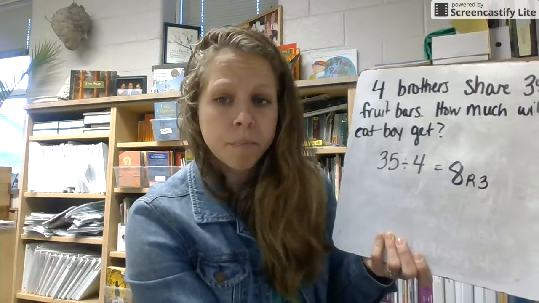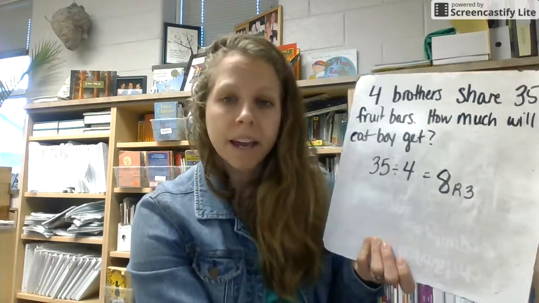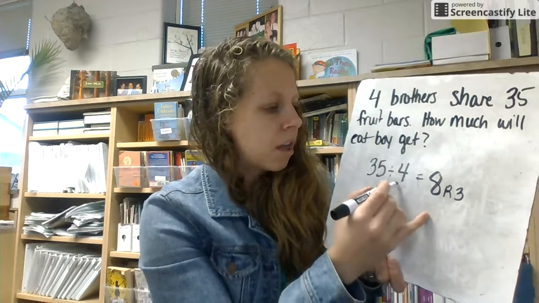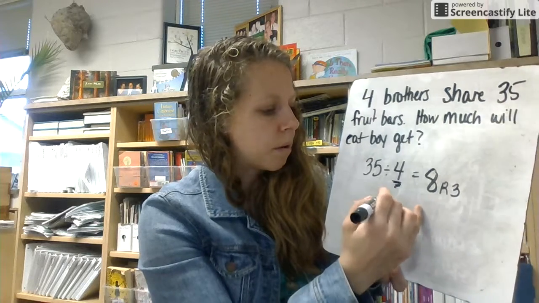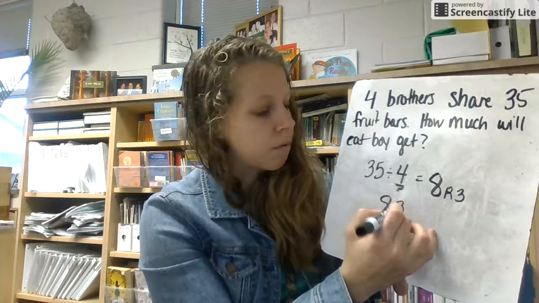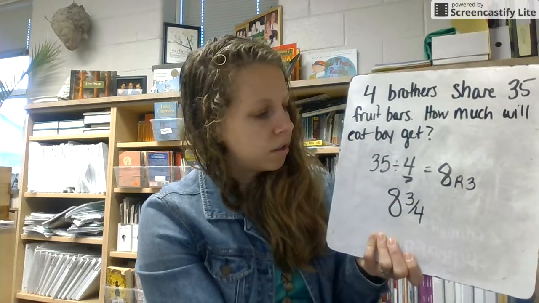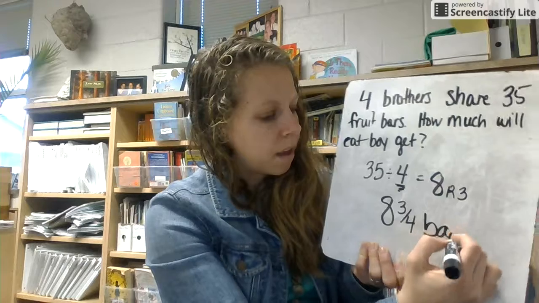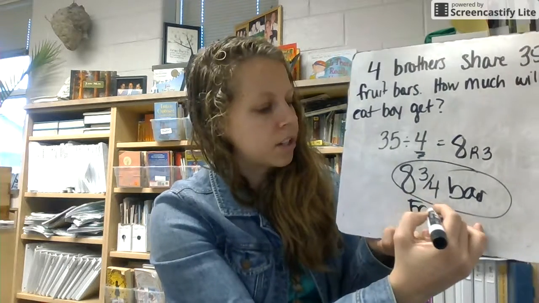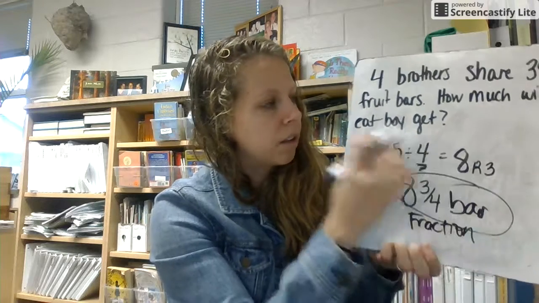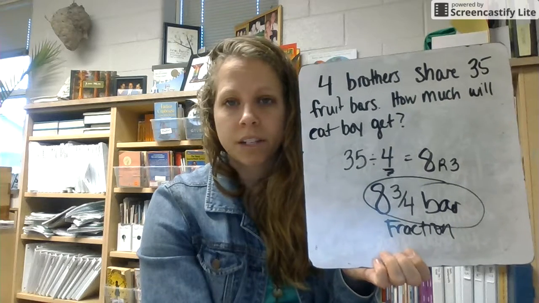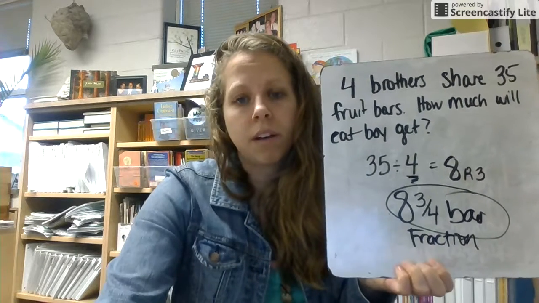Now, if I'm talking about fruit bars here, I'm going to go ahead and say I'm going to break up those last 3 fruit bars between the 4 brothers. There are 4 brothers, so I'm going to report this as each boy gets 8 3/4 of a bar. And that, boys and girls, is my answer. And what did I do there? I made it a fraction. I read my story, I looked at my question, and decided if this is fruit bars, I can split that into fractions. If you have questions, let me know, and good luck.